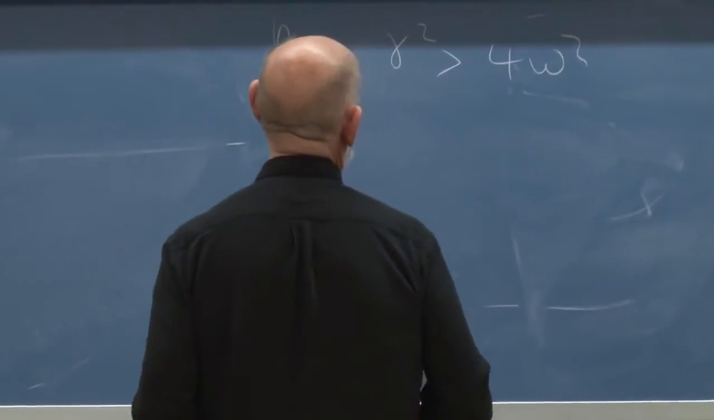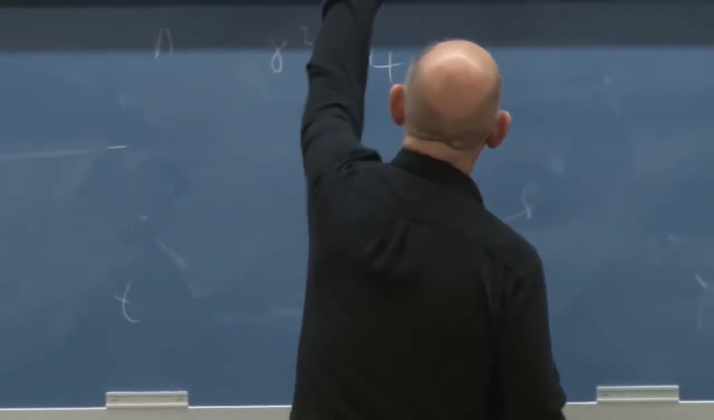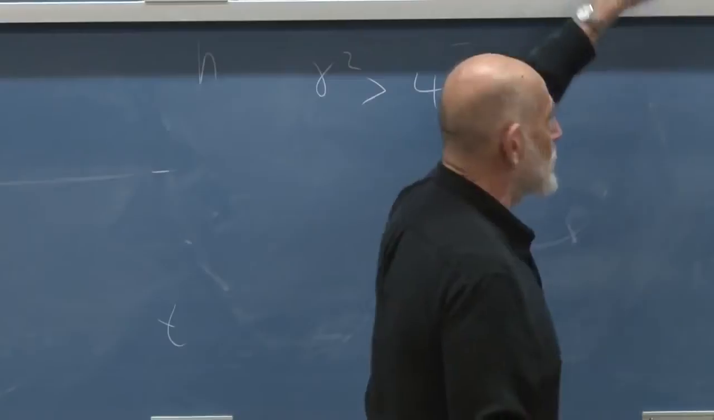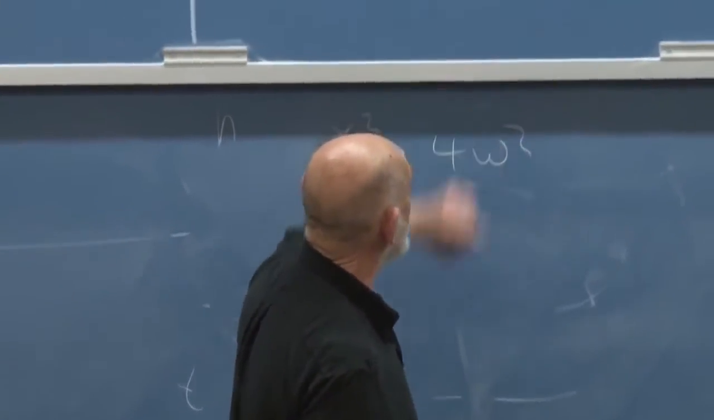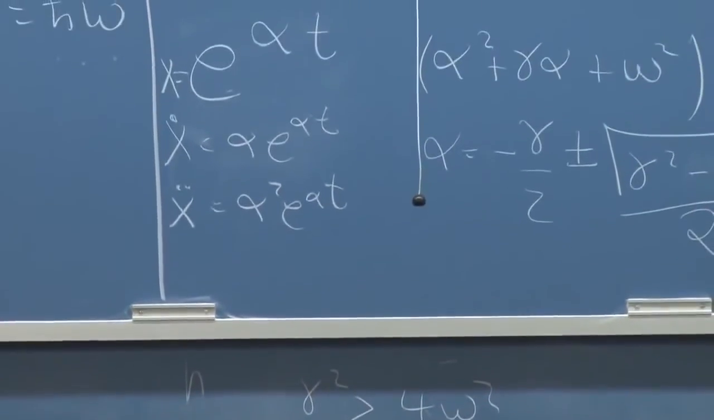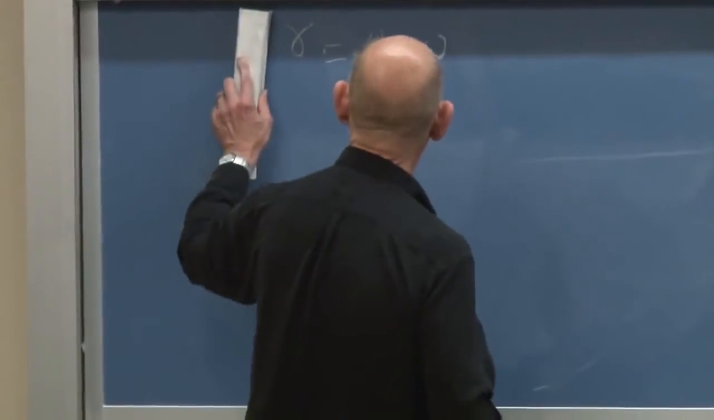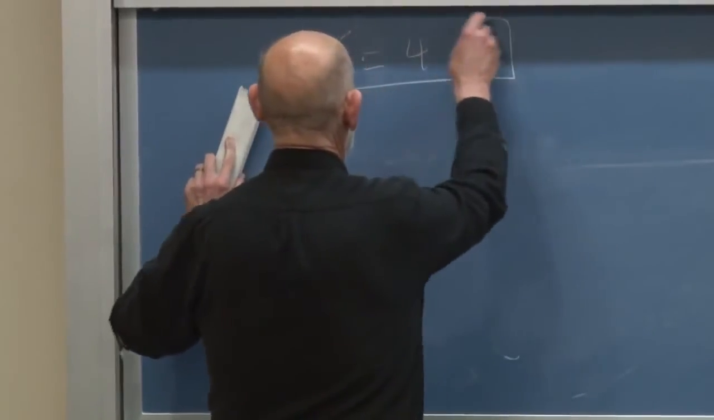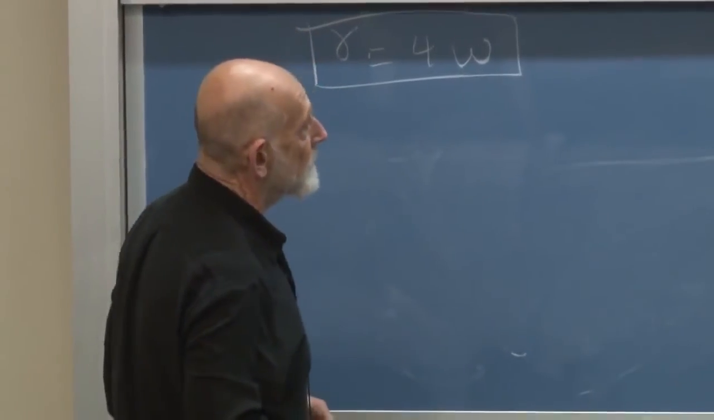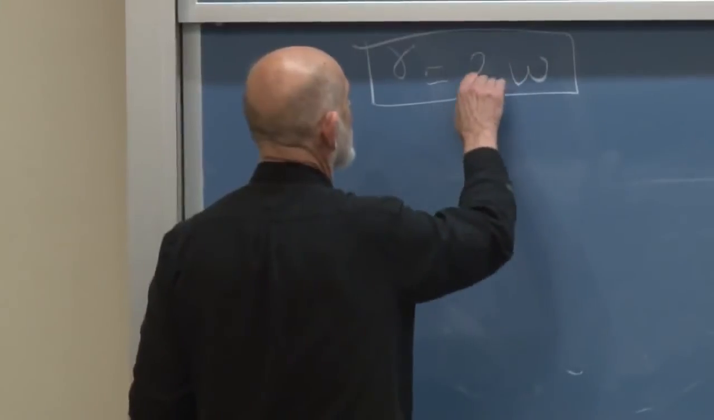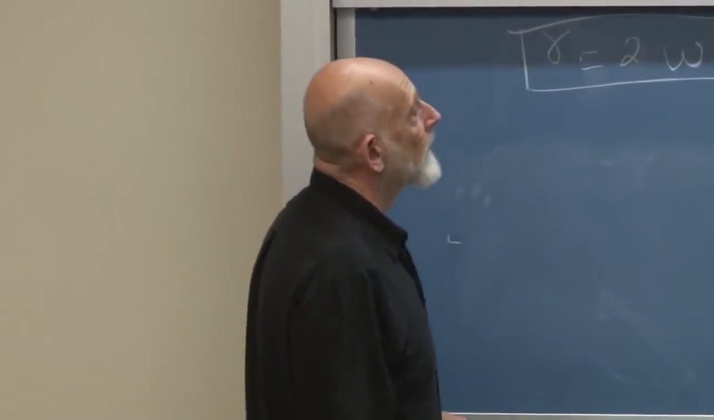To get that case, let's go back to the equation. We don't need to deal with the solution, but it's easier to just go back to the basic equation. Now we're not doing gamma equals 4 omega. Let me put this here. This is the transition between the two behaviors. It should be 2 omega. We took a square root.